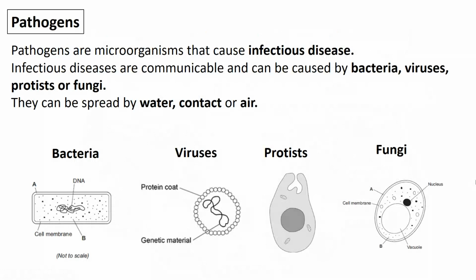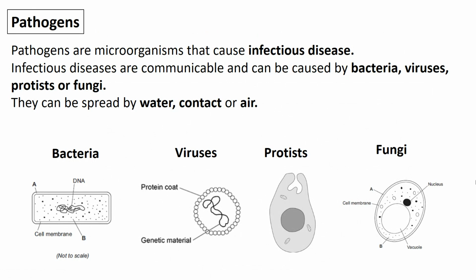Are we ready? So you'll need to know what a pathogen is, and that a pathogen is basically a microorganism that can cause an infectious disease. The types of pathogens you need to know about are bacteria, viruses, protists, or fungi. Most of these groups of microorganisms are not harmful and not pathogens. Only a small percentage is a pathogen. Remember that the key important thing is that pathogens are these microorganisms that can cause infectious disease. They can all be spread by water, contact, or air, and different types of microorganisms have different methods.